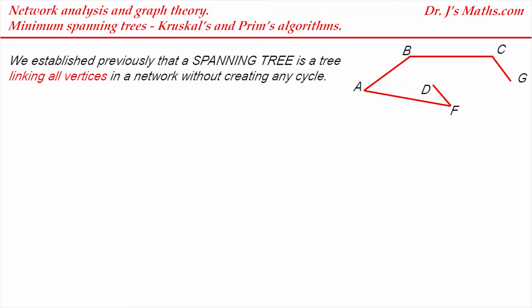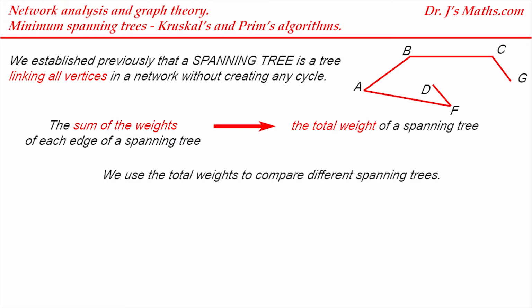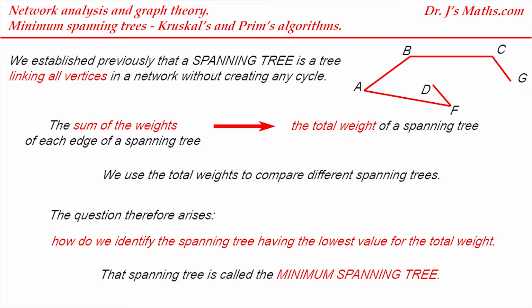We established previously that a spanning tree is a tree linking all vertices in a network without creating any cycle. And the sum of the weights of each edge of a spanning tree gives us the total weight of a spanning tree. We use the total weights to compare different types of spanning trees within the same network. The question therefore arises, how do we identify the spanning tree having the lowest value for the total weight? That spanning tree is called the minimum spanning tree.